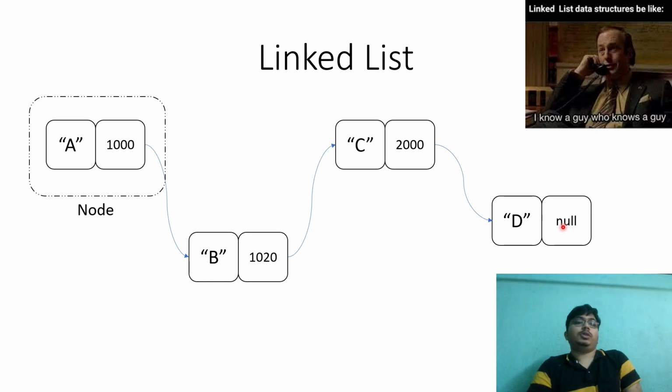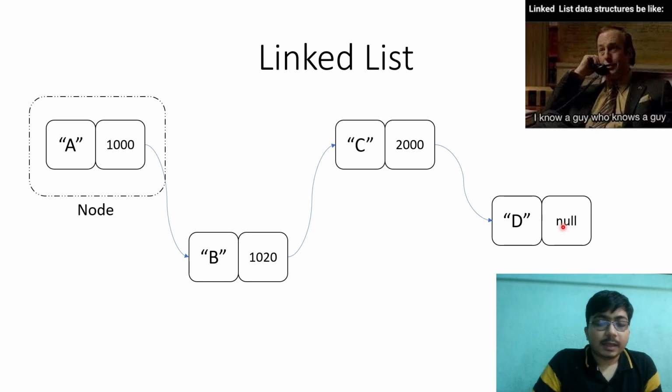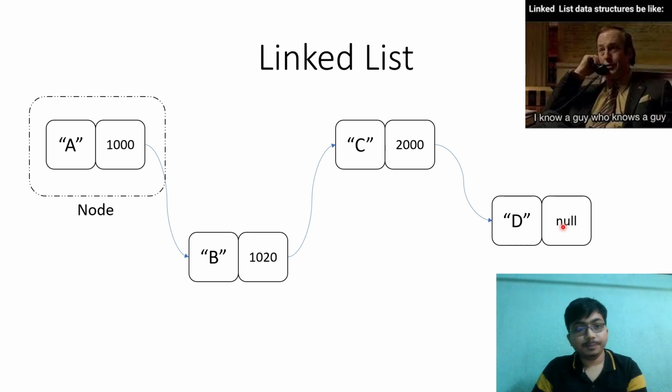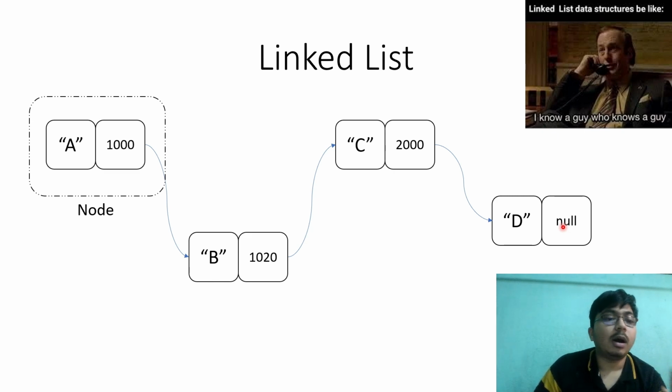Okay. So to sum up, in the linked list data structure, we have nodes, and in each node there will be a pointer that points towards the next node, and the value of this node. Okay. So this is the pointer that points towards the location of the next node, and that goes on.